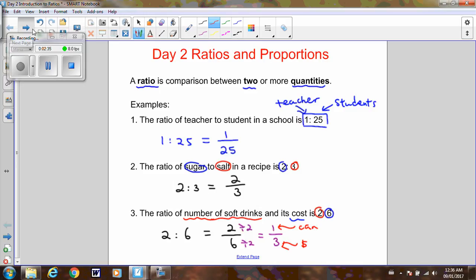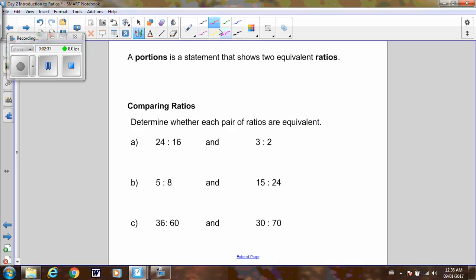All right. Let's look at a couple more examples of something called a proportion. A proportion is a statement that shows two equivalent ratios. What we just saw is that the fraction 2 over 6 is equivalent to 1 over 3, because if you divide the top number by 2, you get 1, and if you divide the bottom number by 2, you get 3. But there are other equivalent fractions.